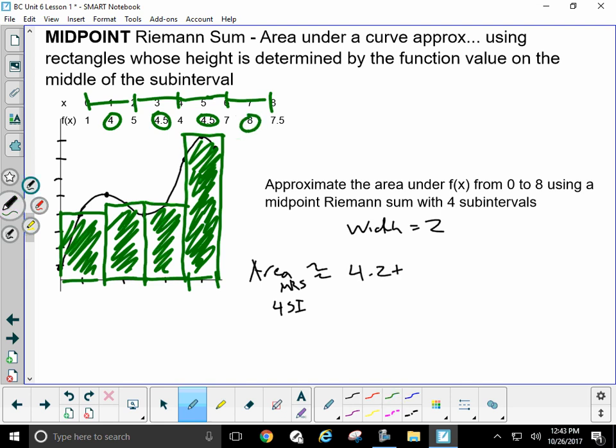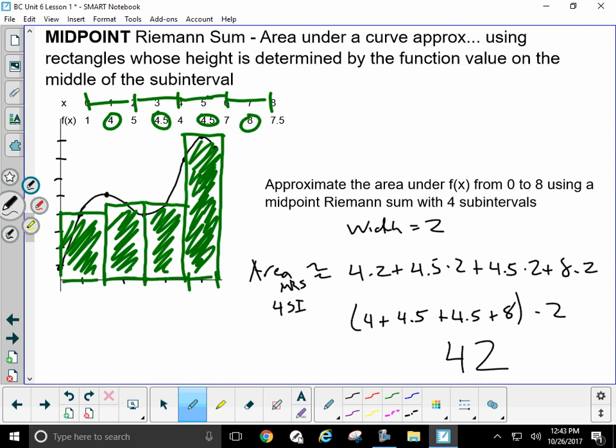We got 4 times 2 plus 4.5 times 2 plus 4.5 times 2 plus 8 times 2. Factor out 2's. 9, 13, 21, 42. Might be pretty close to the actual, right? Don't care. Do not care.